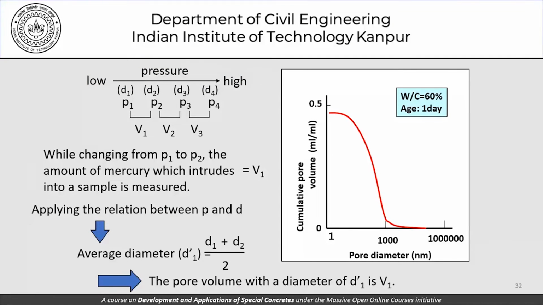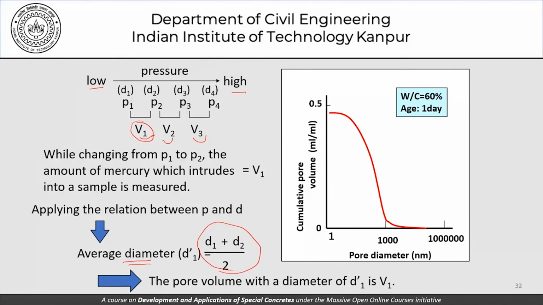We keep applying pressure from the low end to the high end, and we keep getting volumes of mercury intruded. The volumes of mercury intruded, V1, V2, V3. The pressure is being changed from P1 to P2 to P3 to P4. At P1, some D1 is there. That's one number. When we go from P1 to P2, in this range, all the pores between diameters D1 and D2 will be filled, and therefore the average diameter for this would be taken as (D1 plus D2) by 2.